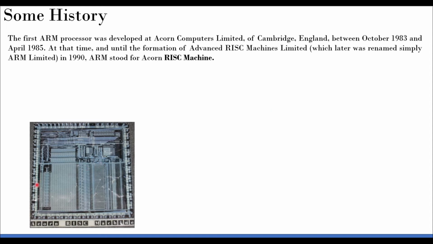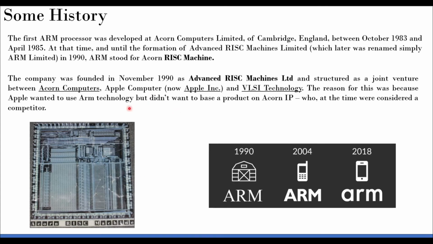So this is a picture of the old generation ARM processor. Now you will be wondering why they renamed it as ARM. The history is here. The company was founded in 1990 as Advanced RISC Machines Limited, the same thing, and it was a structured joint venture. You will be surprised to hear this, between Acorn Computers, the original owners, Apple.